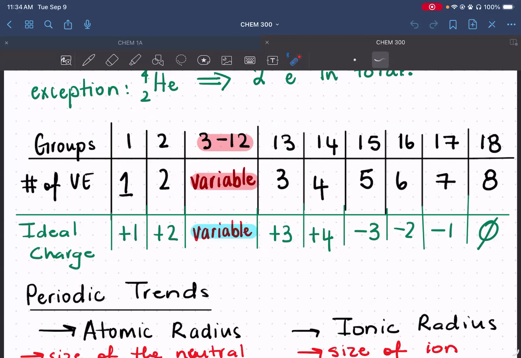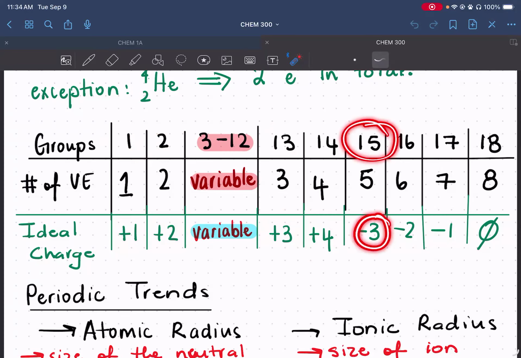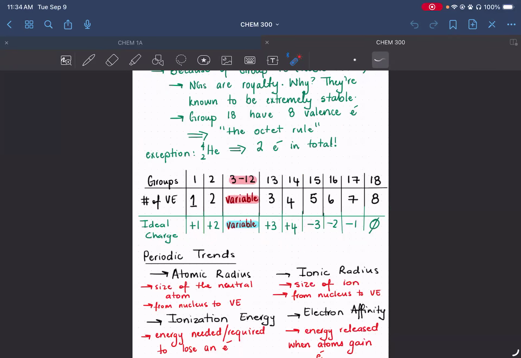This is a table that I do recommend you make an effort to memorize or have at the ready whenever you're studying or practicing questions. The group number does correlate to the ideal charge. Group 1 is +1, group 2 is +2, group 13 is +3, group 14 is +4. After group 14 is when the flip happens. Group 15 is -3, group 16 is -2, group 17 is -1. And of course, group 18 is the noble gases, so they would not want to lose or gain electrons. So their ideal charge is actually 0, aka neutral.